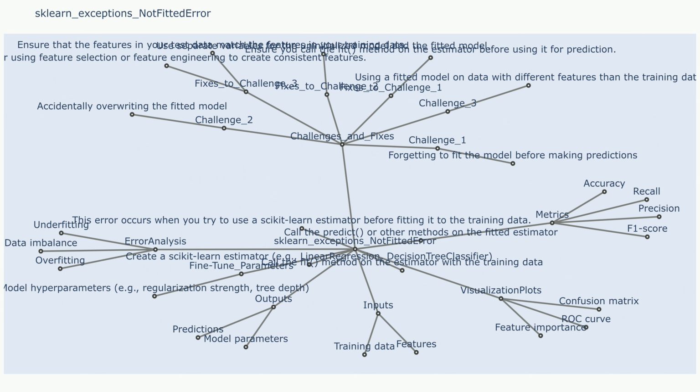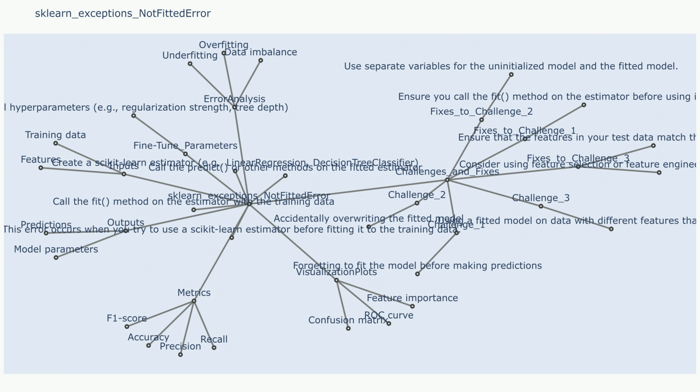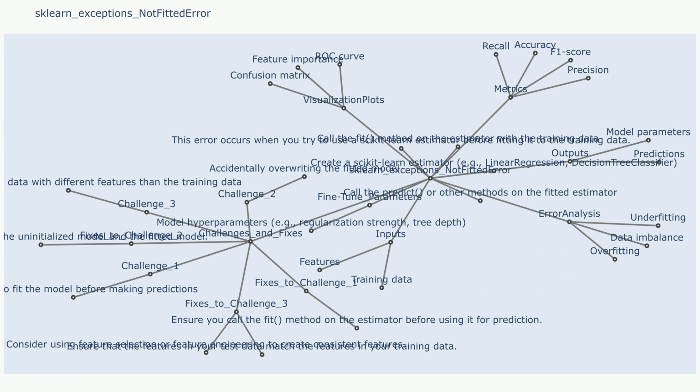Steps: training, or fitting. This is the process of feeding the training data to the estimator to learn patterns. Prediction or transformation: after training, you can use the fitted estimator to make predictions on new data or apply transformations to existing data.